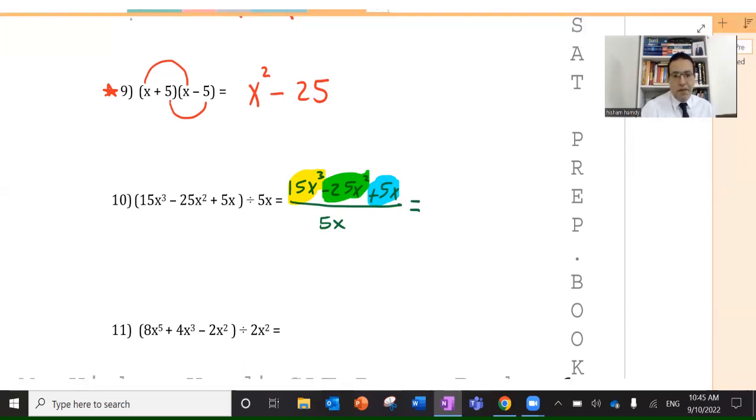So 15 divided by 5 is 3x squared, minus 25 divided by 5 is 5, and subtracting the power. This power is 2, this power is 1, I'm subtracting the power. Plus 5x divided by 5x, any term divided by itself is 1. So 3x squared minus 5 plus 1.